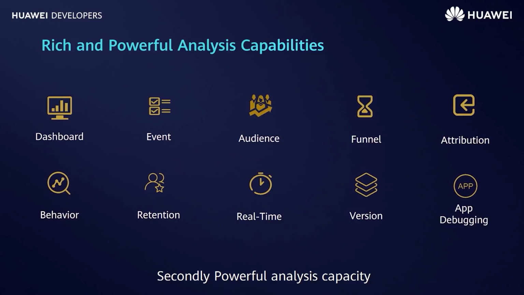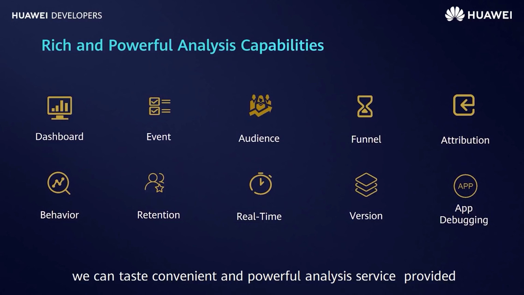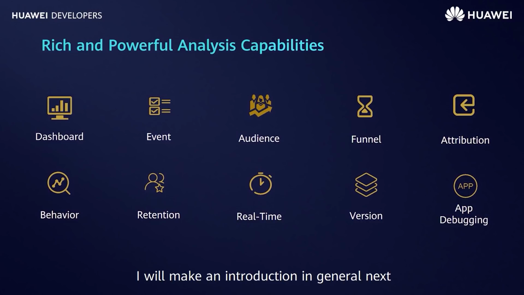Secondly, powerful analysis capability. From the previous introduction, we can taste the convenient and powerful analysis service provided by the SDK. I will make an introduction in general next. Here are the main capabilities of the SDK in cloud. We only introduce a few important functions. Please refer to the Huawei developer website for more. The first one is the dashboard. It concentrates on the display of core data indicators of an app, such as new users, user activity, etc., and provides access to event analysis and activity analysis, assisting developers in quickly understanding the recent data performance of the app generally.